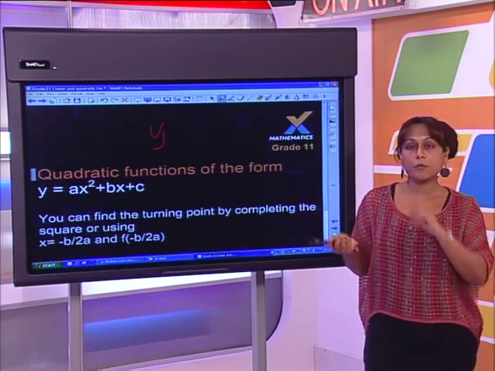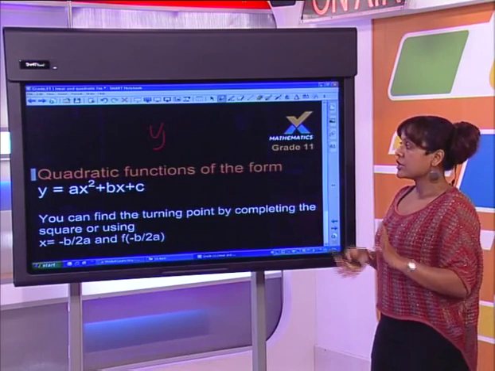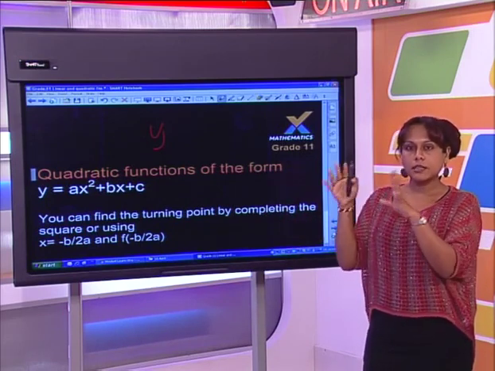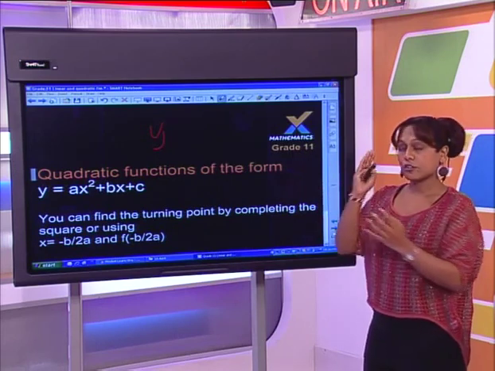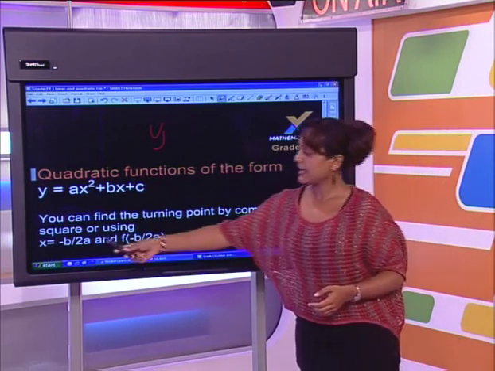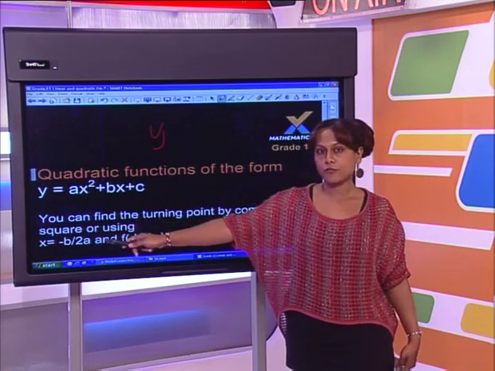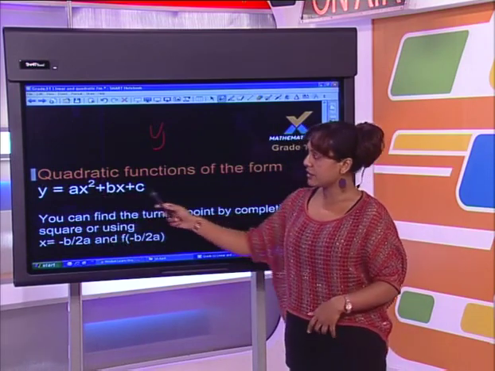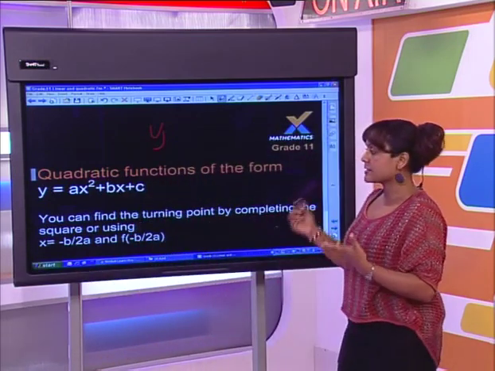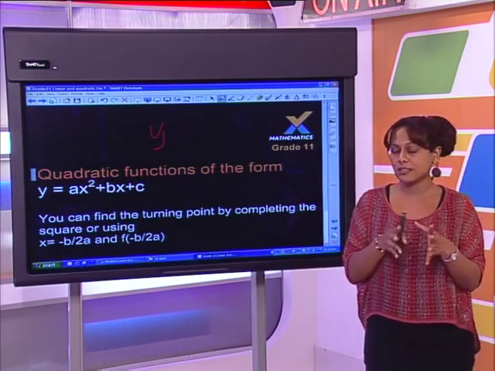You can either complete the square. Remember, you've already learned how to complete the square in previous sections. You can complete the square and get it into the form y is equal to a times x minus p squared plus q, and you can work out your turning point straight from there. Or you can use this formula x is equal to minus b over 2a, and then take that value for x, substitute it back into the equation, and work out the y value. Okay, so that's another way you can work out the turning point. Incidentally, both those ways will give you exactly the same answer.